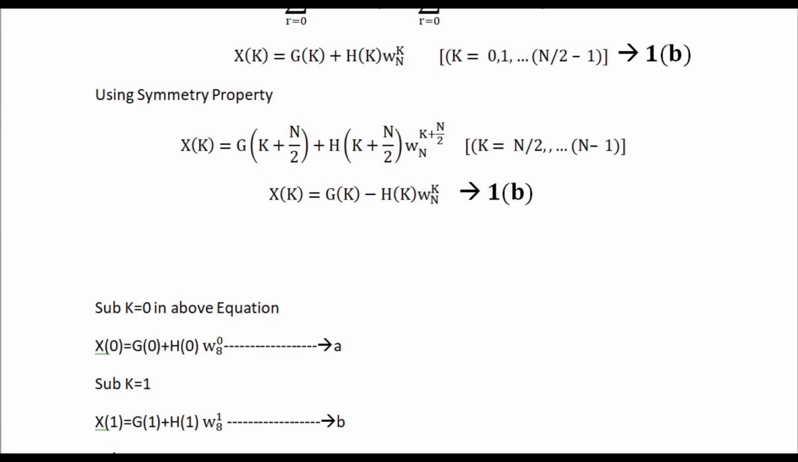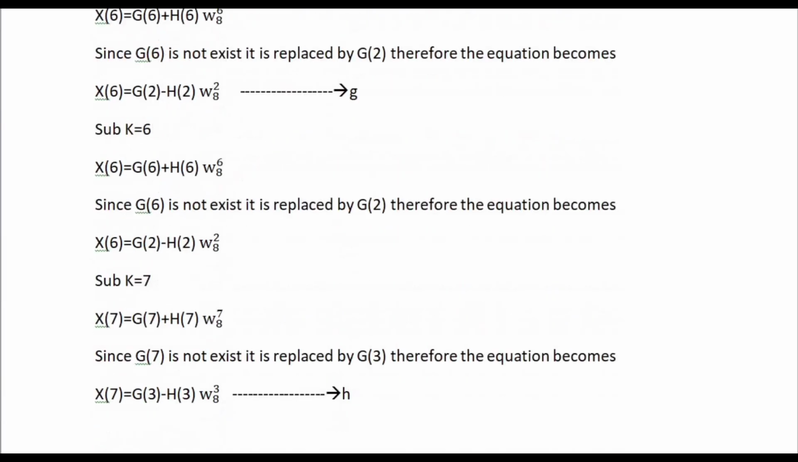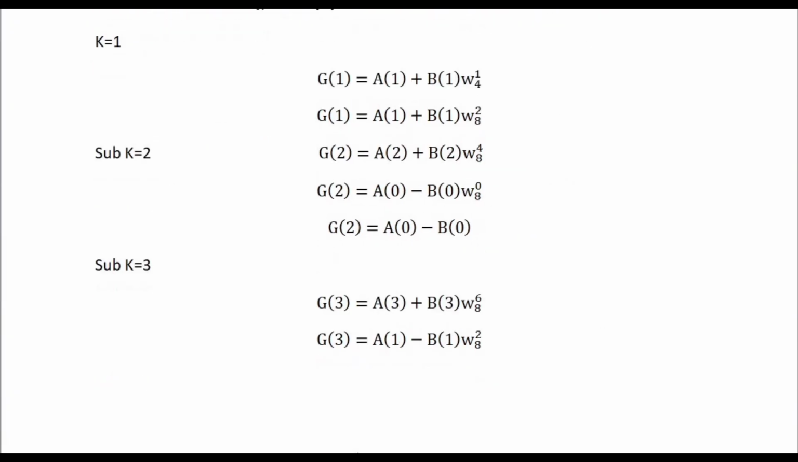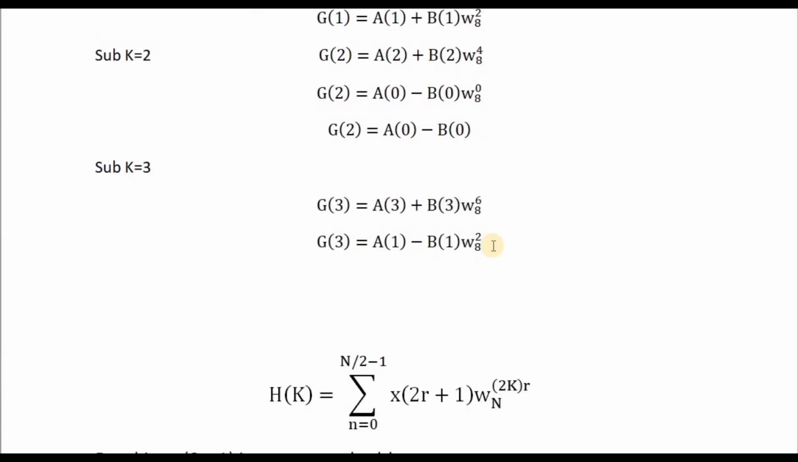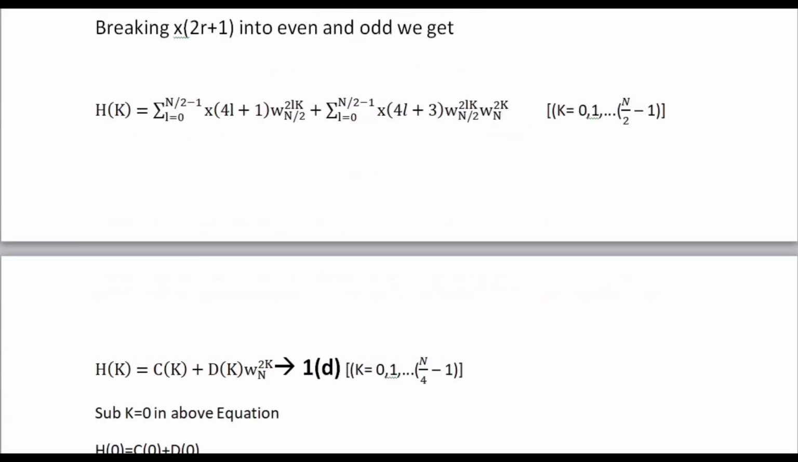Here it becomes n by 4. And sorry, for this you have only the k value. So the k value is nothing but w8 of 0 and w8 of 1. So you check what is g of 3. So what is g of 3?